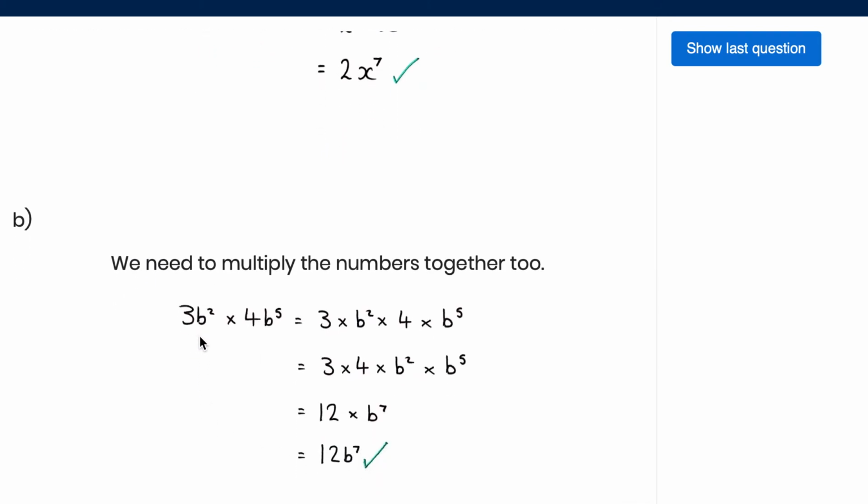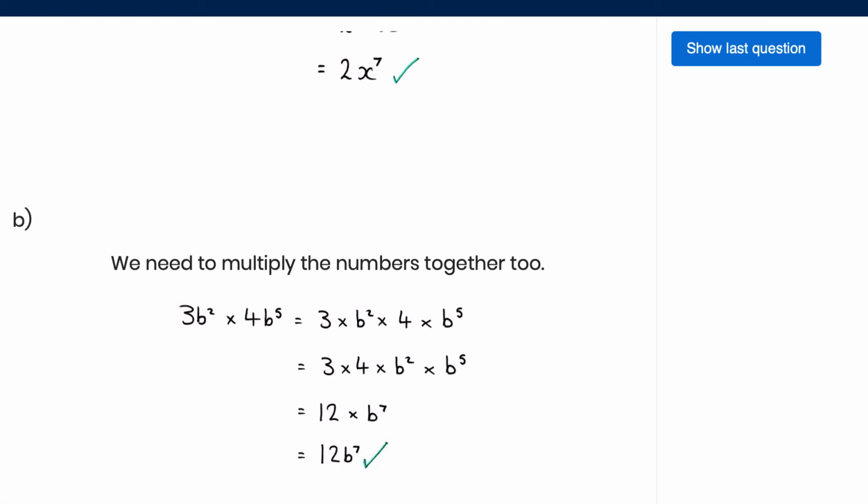Okay, and for part B, we also need to multiply the numbers together. So 3b squared times 4b to the power of 5 is 3 times b squared times 4 times b to the power of 5. Now since it doesn't matter which order you multiply two numbers or letters together, we can actually rearrange this. So we have 3 times 4 times b squared times b to the power of 5. Now let's use the index laws to deal with the letters first. So b squared times b to the power of 5 is b to the power of 7. Of course, 3 times 4 is equal to 12. So our answer is 12 times b to the power of 7, or just 12b to the power of 7.